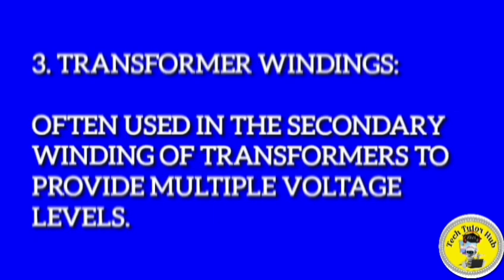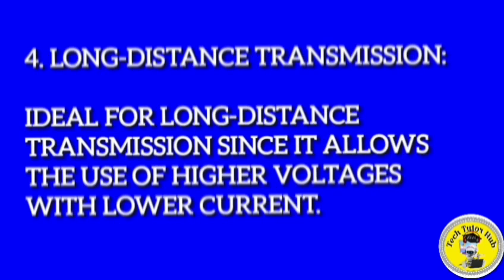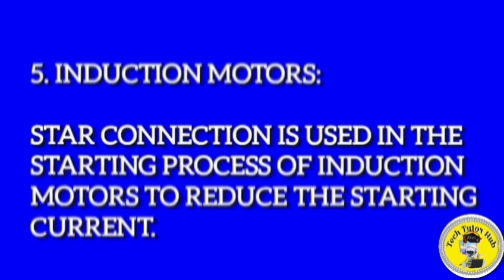3. Transformer windings: often used in the secondary winding of transformers to provide multiple voltage levels. 4. Long distance transmission: ideal for long distance transmission since it allows the use of higher voltages with lower current. 5. Induction motors: star connection is used in the starting process of induction motors to reduce the starting current.